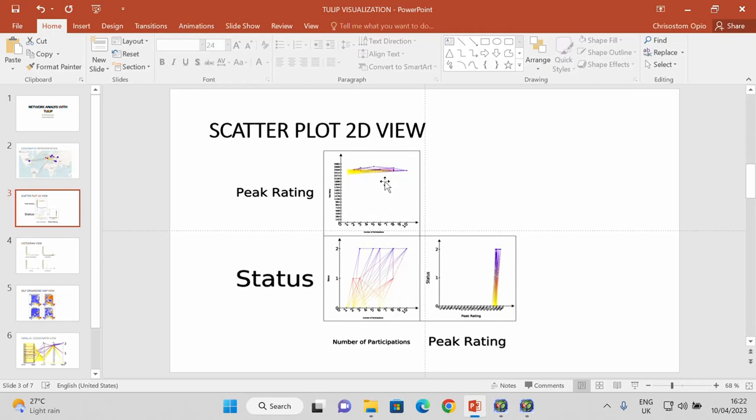Then for peak rating, the same story. You find that those who participated in more games have the high peak rating compared to those who participated least. So it also brings that out clearly, as well as this other graph of status versus peak rating, where you realize that those with status 2 have a higher peak rating than those with the lower statuses.